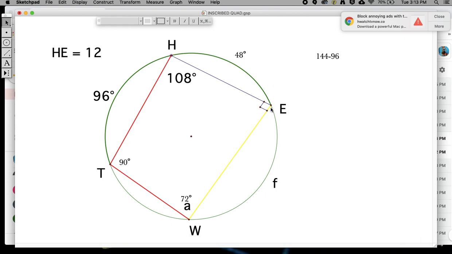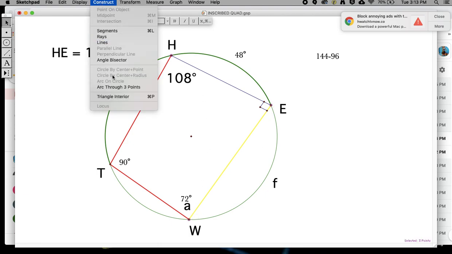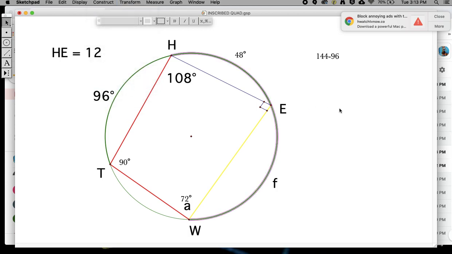So now we have that this is our inscribed angle WTH. Don't say anything bad, no bad words, you guys. What I'm going to do is show you the arc, that is arc HEW, that intercepts that angle. So we are going to do an arc through 3 points for that guy.